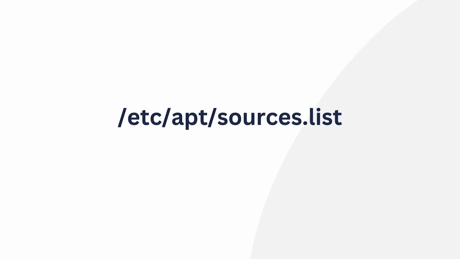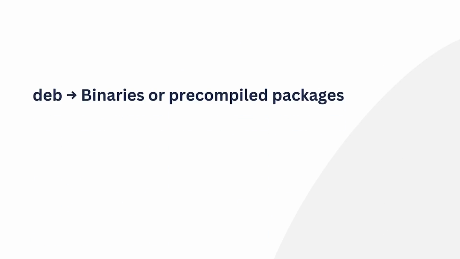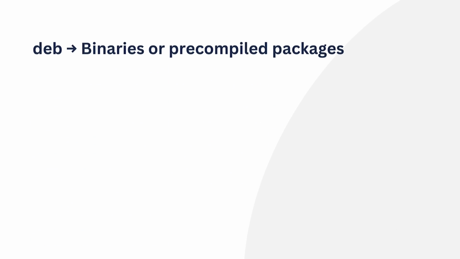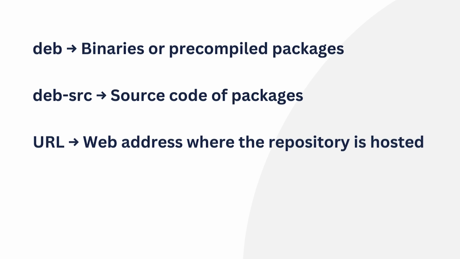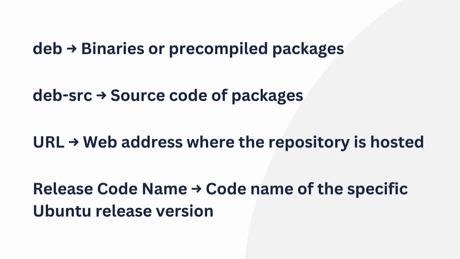Now, let's break down the general syntax found in the sources.list file. At first, deb comes with binary and pre-compiled packages that are essential for most users. Next, deb-src contains source code of the packages. The web address where the repository is hosted is denoted by the URL, and the release code name represents the code name of the specific Ubuntu release version.